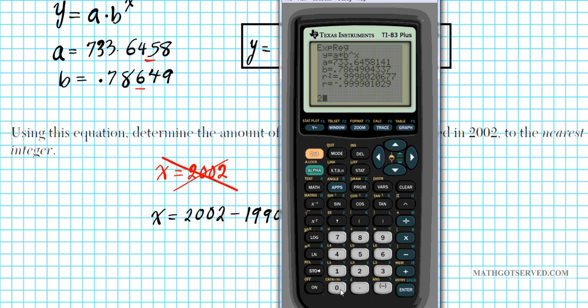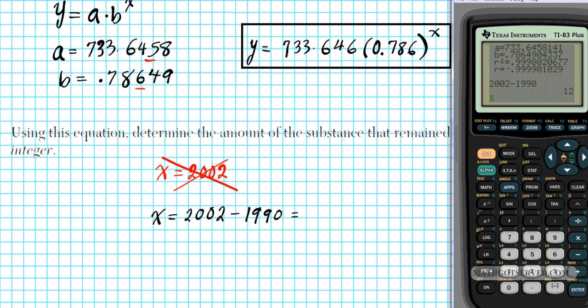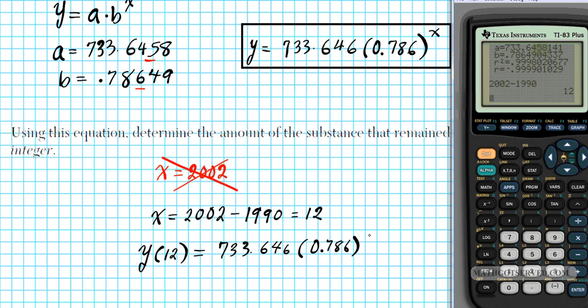That's what we're going to plug into our regression equation. 2002 minus 1990 should be 12 years. Yes, it is. So we know what our input is. Now to calculate our output, we simply plug 12 into the regression equation we have here. So we have y of 12 equals 733.646 times 0.786 raised to the 12th power. And that should give us our desired result.